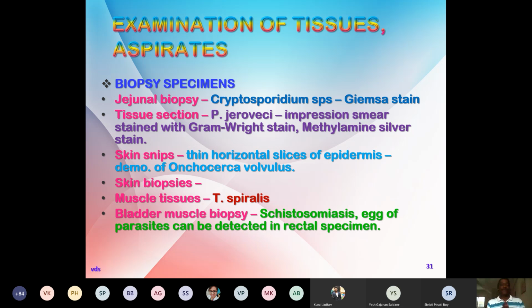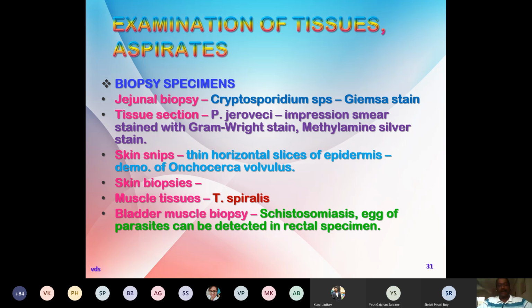Biopsy specimen, we are going to go a little fast. Jejunal biopsy can be done for Cryptosporidium species, detection of the Cryptosporidium oocyst, stained with Giemsa stain. Tissue sections for Pneumocystis jirovecii, where impression smear can be stained with Gram-Weigert stain, methenamine silver stain.